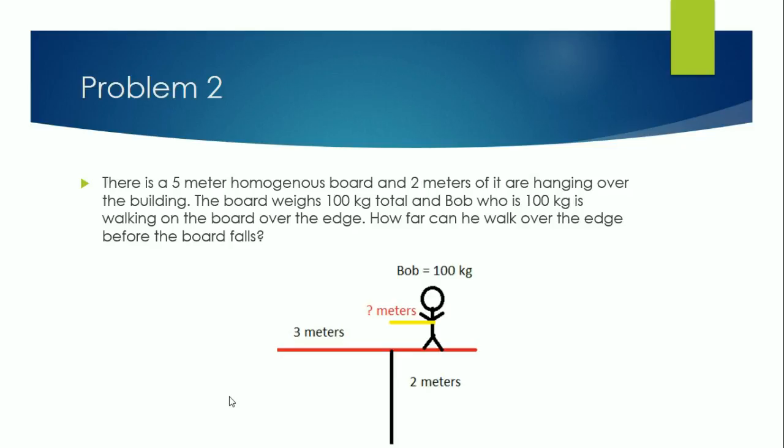So let's go back to the problem. I drew a picture here. This is supposed to represent the building, and this side is the part with all the offices and stuff. So there's a board, 3 meters is within the building, 2 meters is hanging over. Bob, who is 100 kilograms, is walking over the edge, and we want to know how far he can walk before he falls to his doom.